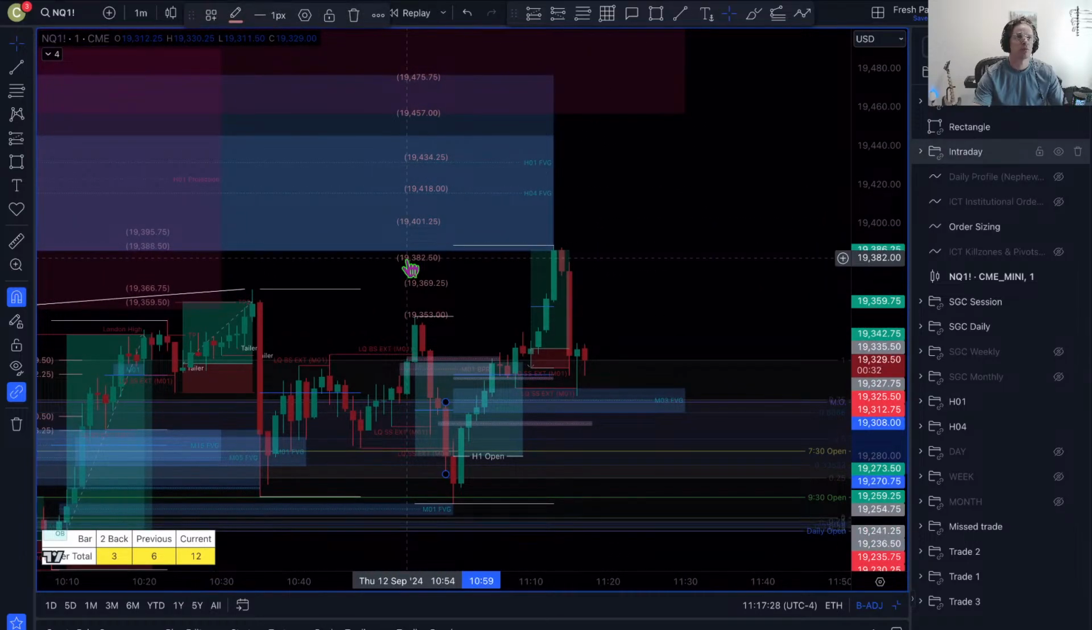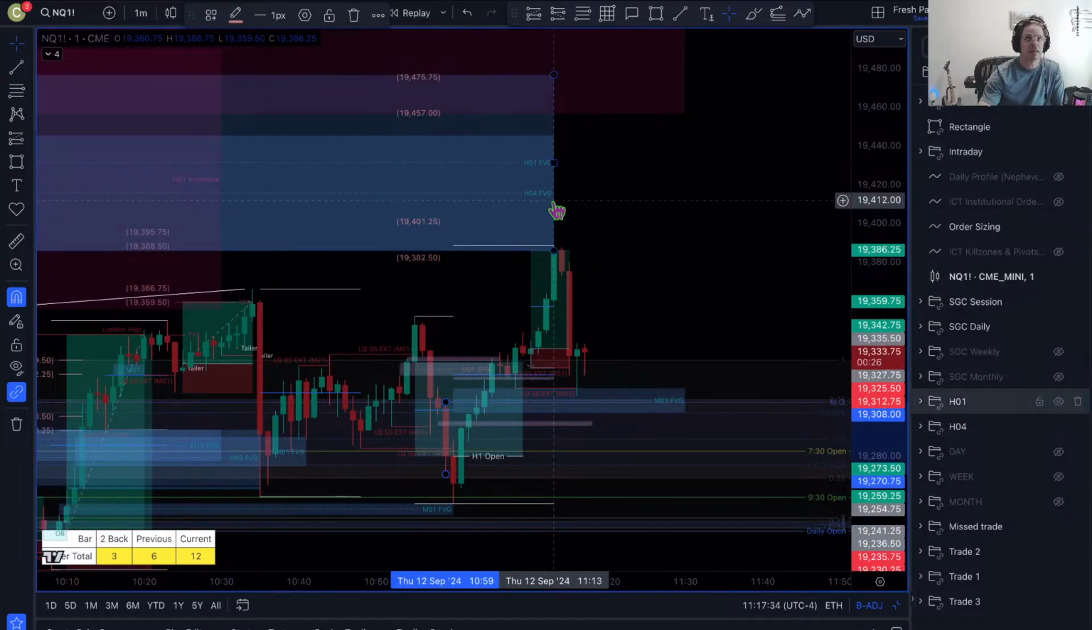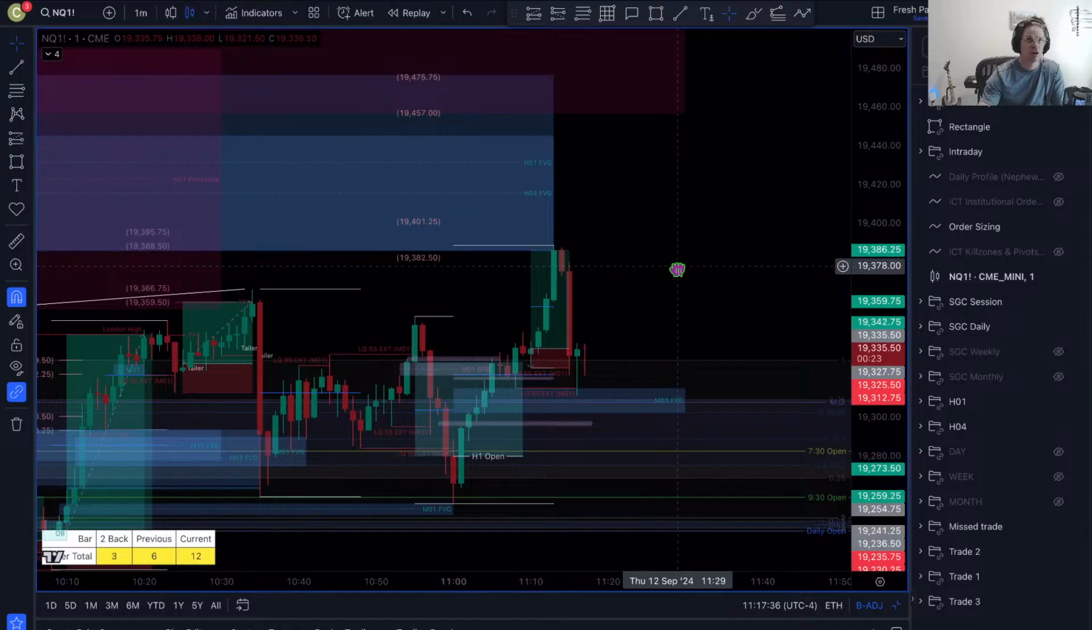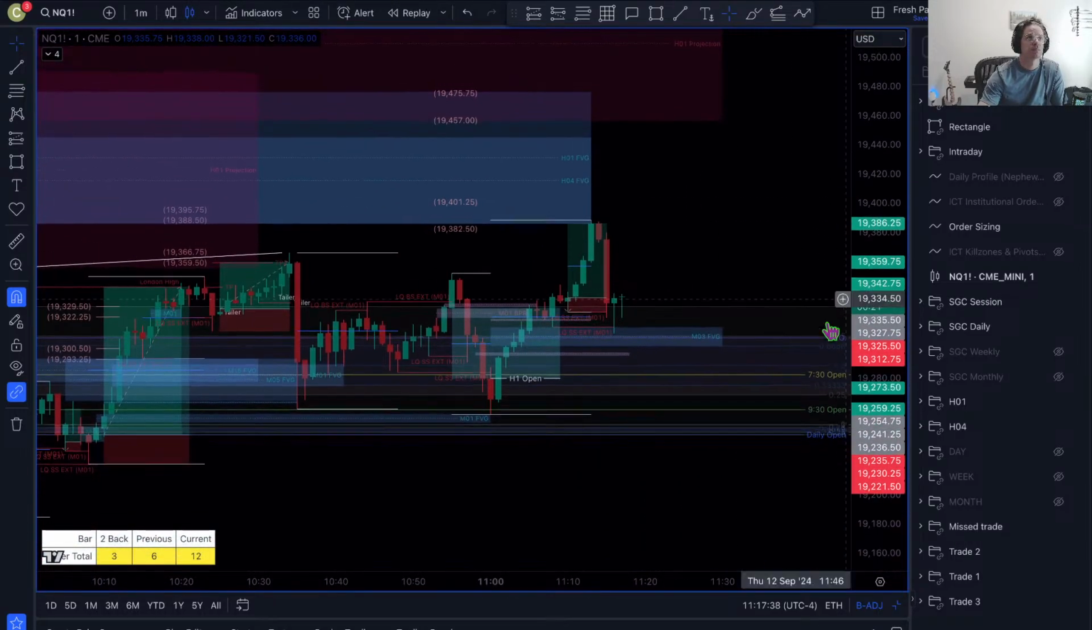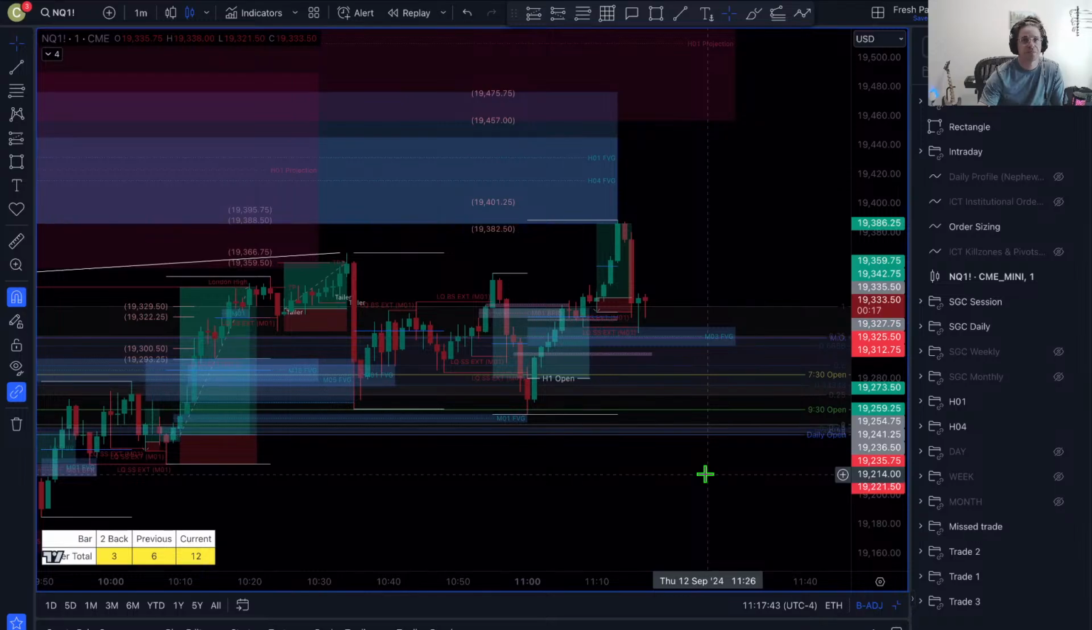But conversely, we're coming off of this projection. Look at how that got met. So this one wasn't one. So this is your manipulation block right here. Hit that H4 rejection. So yeah, could be worse.